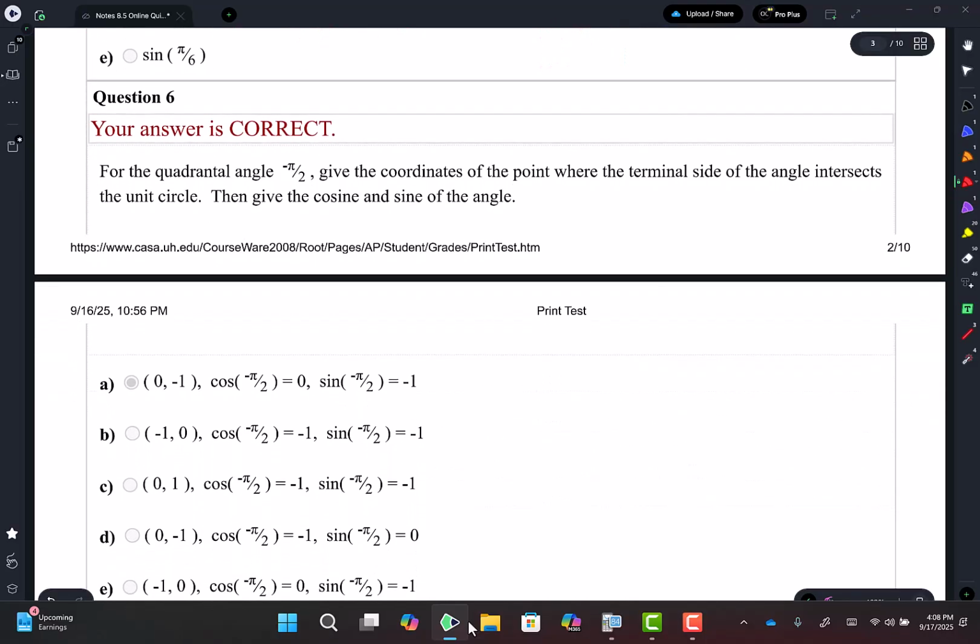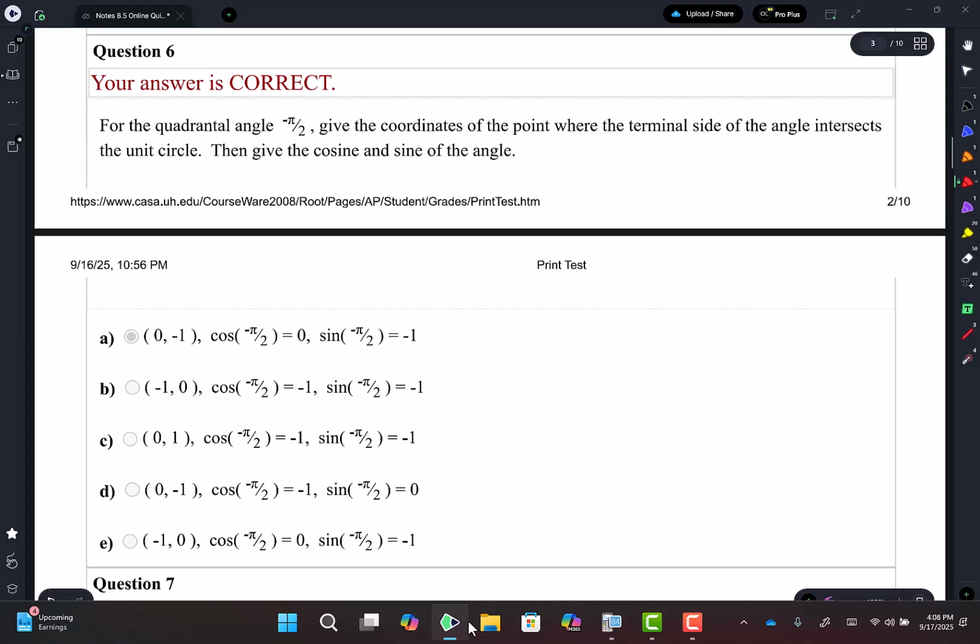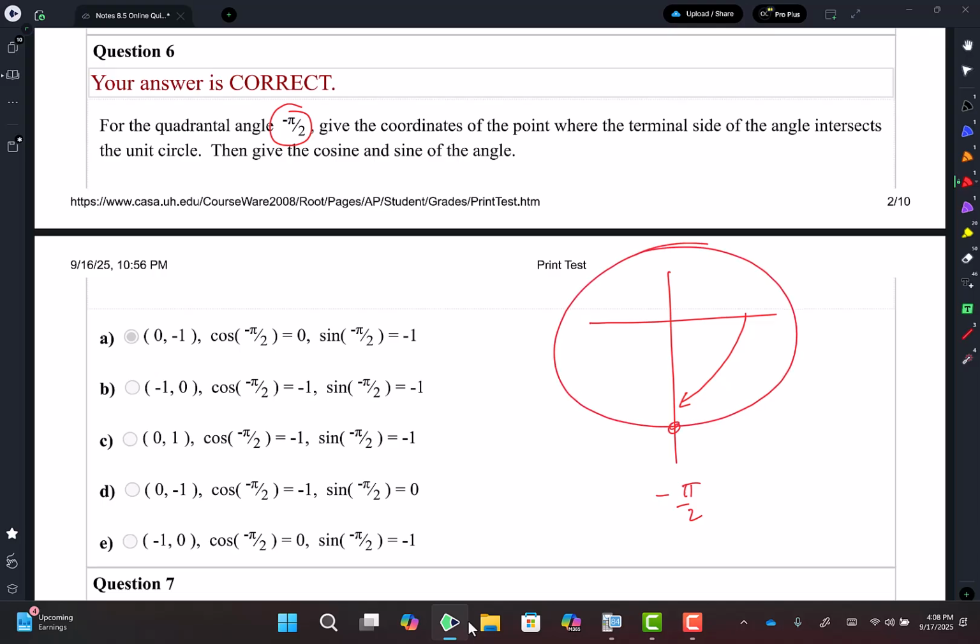Find the quadrantal angle, negative pi over 2. Give the coordinates to the point where the terminal side of the angle intersects the unit circle. Then give the cosine and sine of that angle. Okay, relax. All that means is, do you know where negative pi over 2 is? It's right here. It's that axis right there, right? So a negative pi over 2 on the unit circle. What's this coordinate? 0, negative 1.